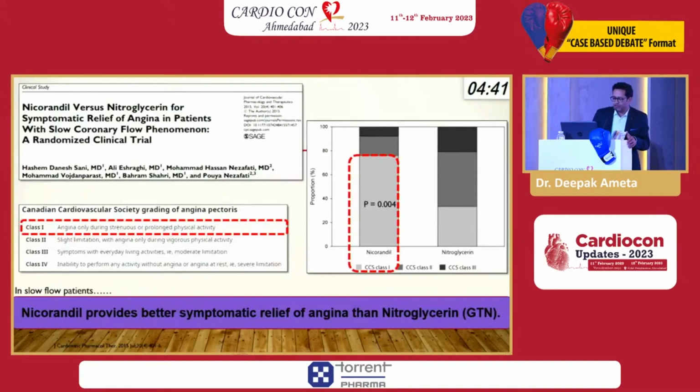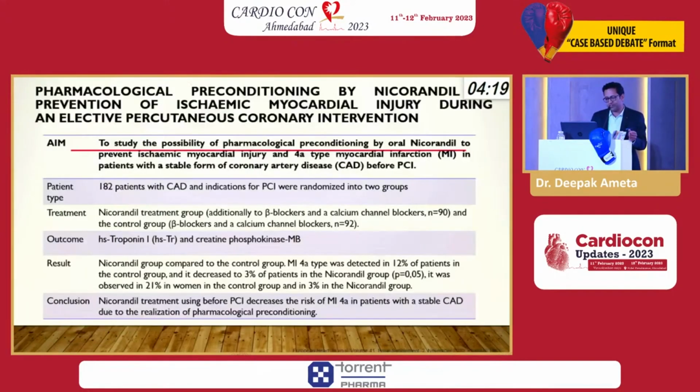So what favors nicorandil apart from all the drugs? It is a small study, nicorandil versus nitroglycerin for symptomatic relief of angina in patients with slow coronary flow. So we will now see the slow coronary flow. This also shows that the patients who were on nicorandil were more in class 1 as compared to nitroglycerin. So it also provides better symptomatic relief of angina than nitroglycerin.